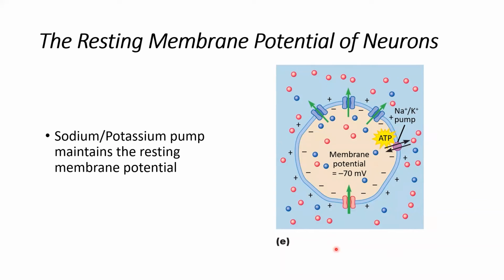All right, so here's just another reiteration of that. So it's the sodium-potassium pump along with the leak channels, right? And then all of that together in coordination with each other is how we get that resting membrane potential of negative 70.